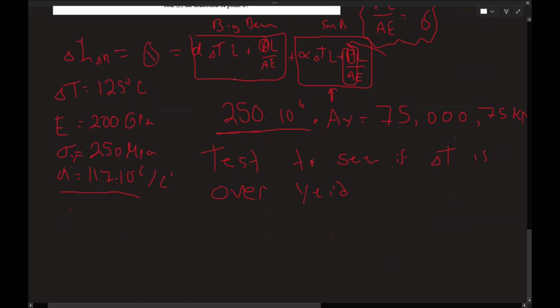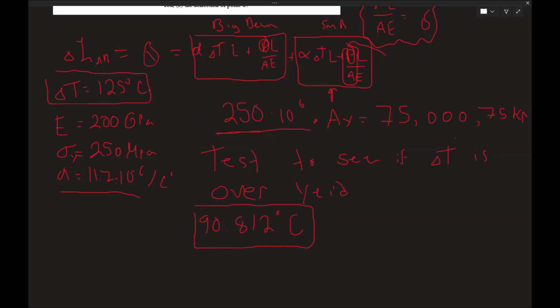Okay, so 75 kilonewtons. We plug that into the equation. Let's look. I don't actually want to calculate all this right now. Where did they do it? They plug it in, and they get 90.812 degrees Celsius. And look at that. It is underneath. Lower. So that means that the actual yield, delta T yield, is lower than delta T.